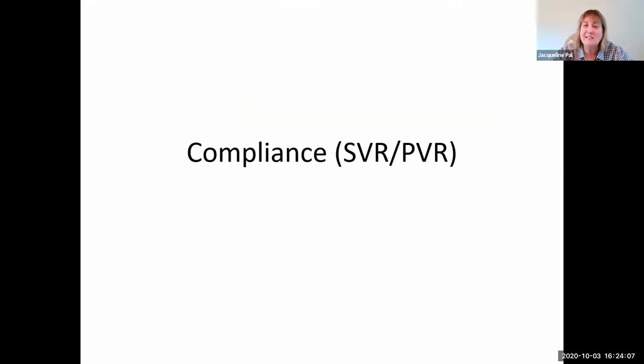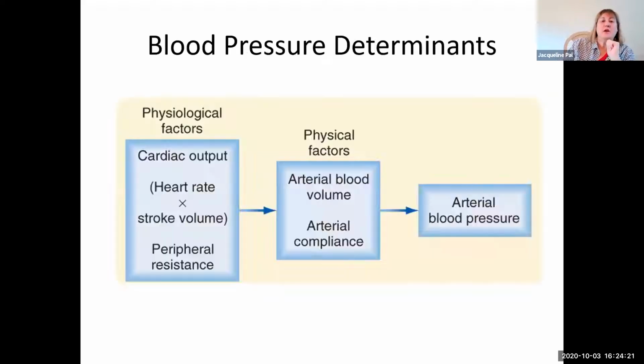Hi, let's continue, shall we, about some cardiovascular physiology. In this section, we are going to learn about compliance, which, as we'll learn at the end, is something called vascular resistance.